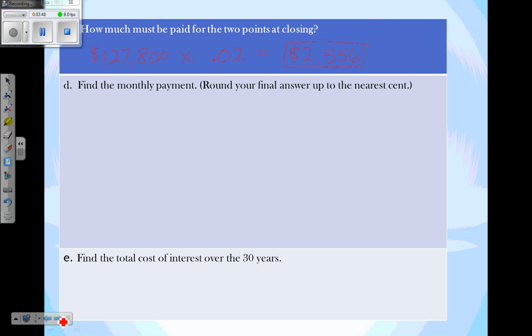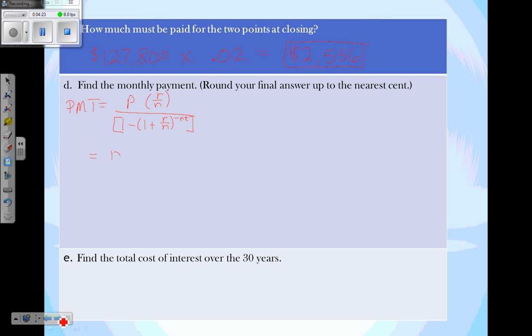Okay, finding the monthly payment. This is where you really need some help with the calculator, and in a second I'm going to actually go to the calculator and show you how to figure this out. Okay, so for finding the monthly payment, you're going to use the formula PMT equals P times R over N in the numerator, and in the denominator you're going to have 1 minus 1 plus the rate over N to the negative NT power. So all of that needs to be filled in appropriately.